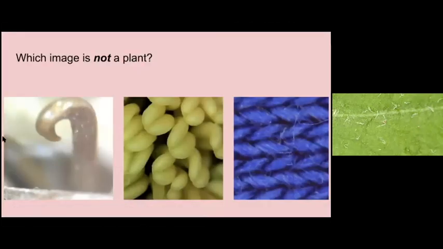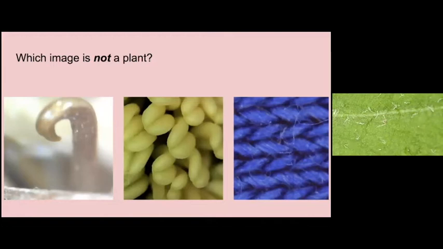So here's our first slide. Can everyone see the slide that has the pink background with 3 images on it? In this slide, I have 2 pictures that are plants and 1 that is not a plant. Does anyone have any observations that may help us figure out which image is not a plant?